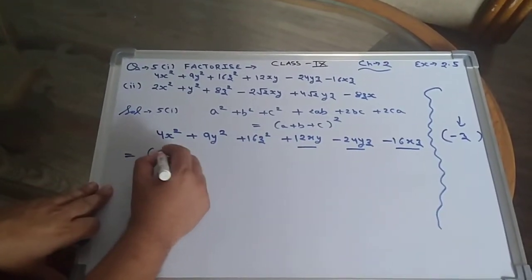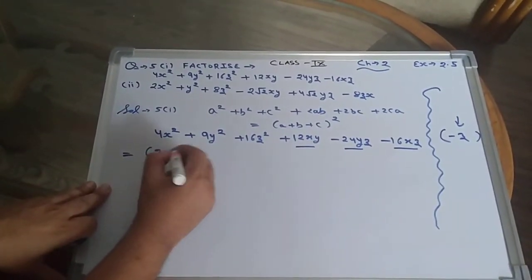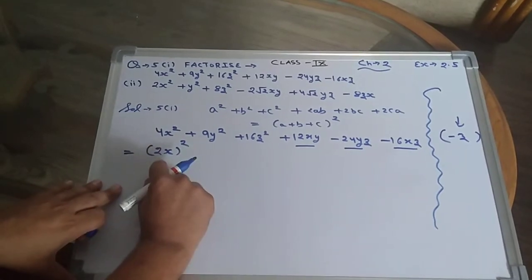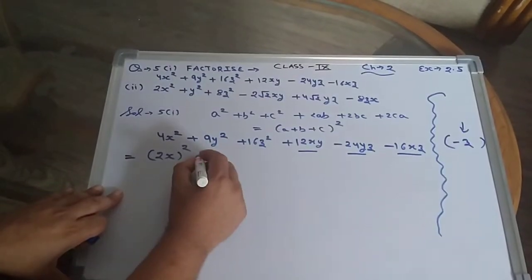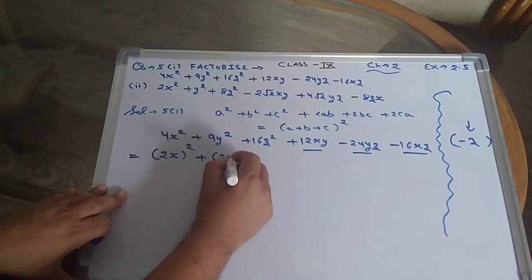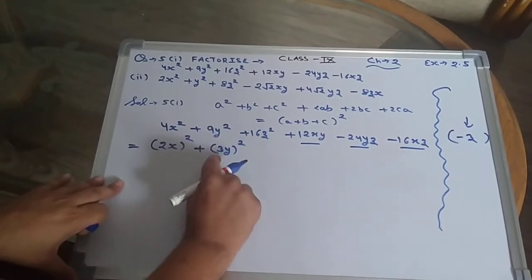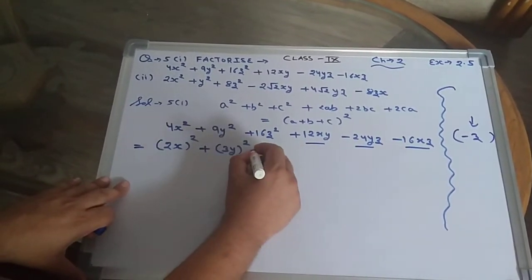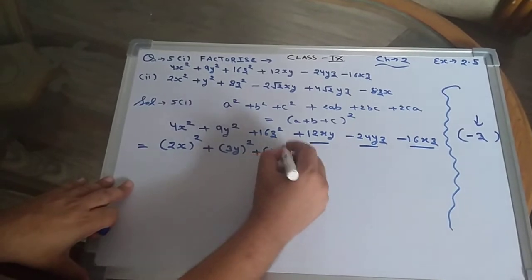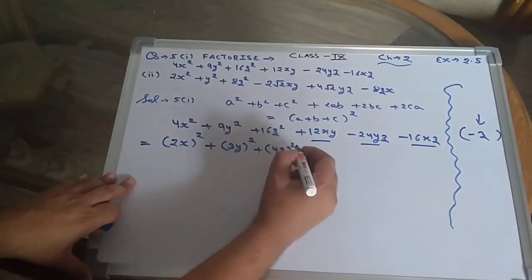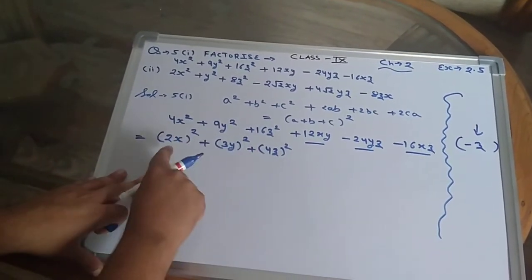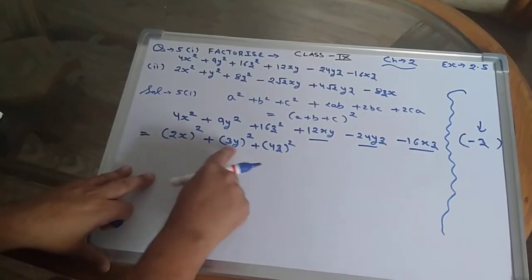4x square can be easily written as (2x) whole square. This works as our a. 9y square is a square of 3y. This works as our b. And 16z square is a square of 4z. This works as our c. Now we have identified a, b, c.